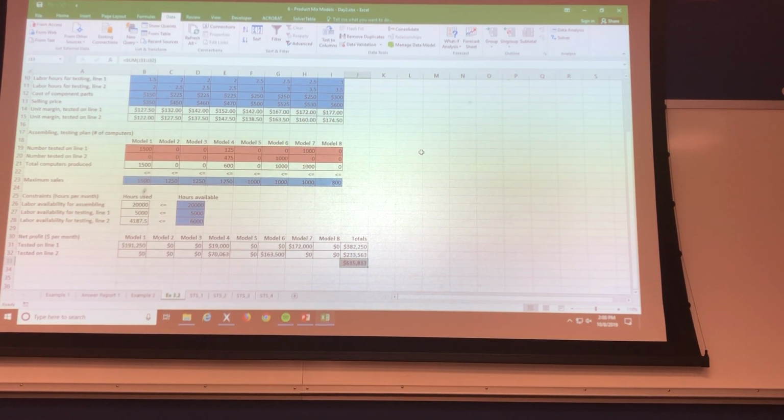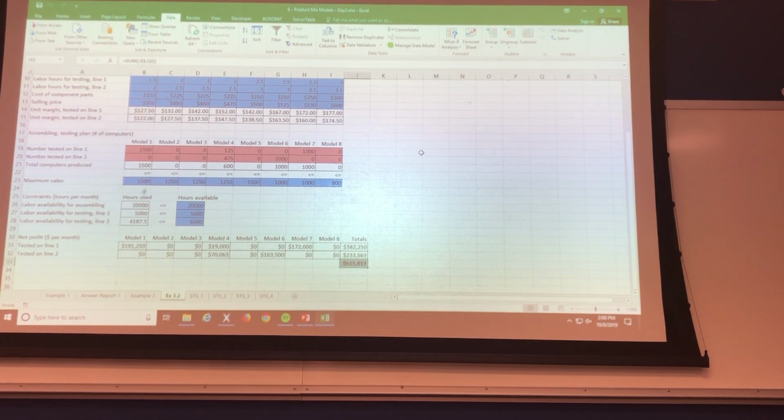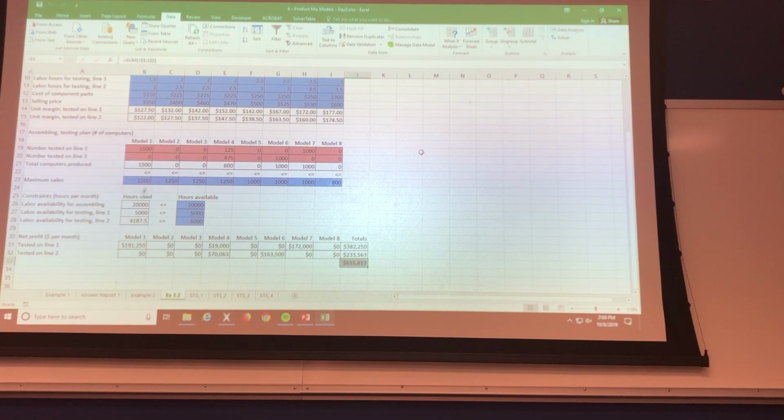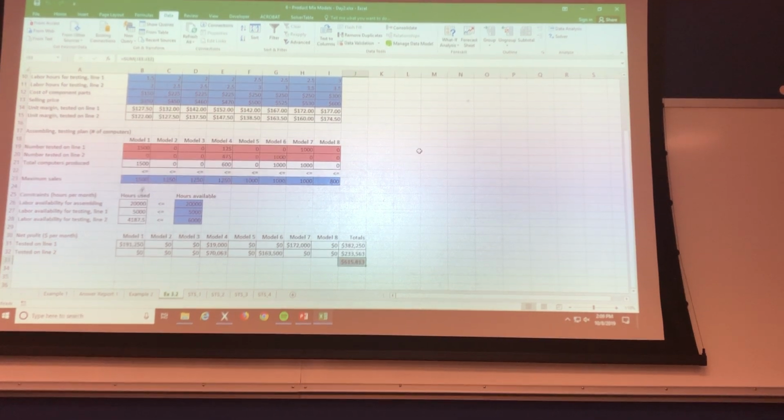We have binding constraints here for assembly hours and testing on line 1, so we don't make any more computers than you see here because we were running out of assembly hours and testing hours. We make a profit of $615,813.